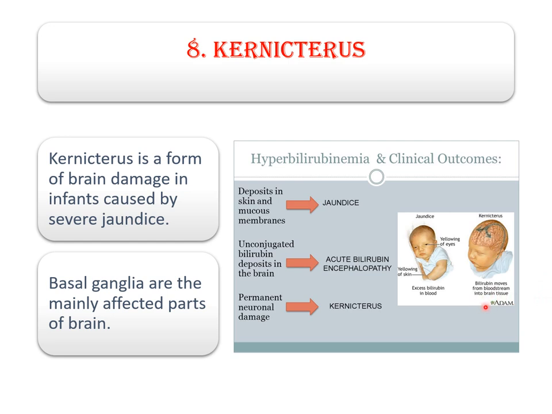So bilirubin moves from the bloodstream into the brain tissue and is deposited in the basal ganglia. In jaundice, bilirubin deposits in the skin and mucous membrane, and in acute bilirubin encephalopathy, unconjugated bilirubin deposits in the brain. And in Kernicterus, there is permanent neuronal damage because of the deposition of bilirubin in the basal ganglia.